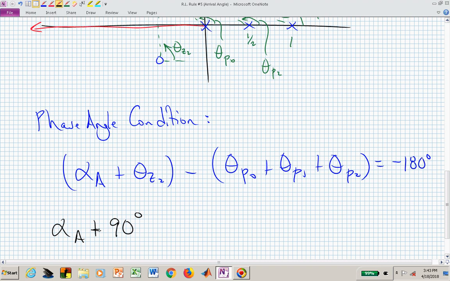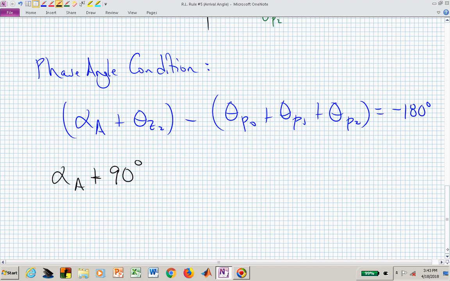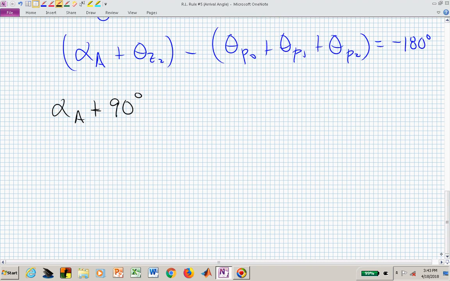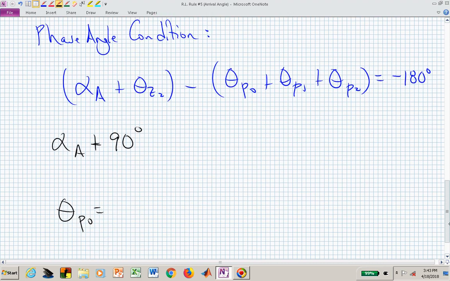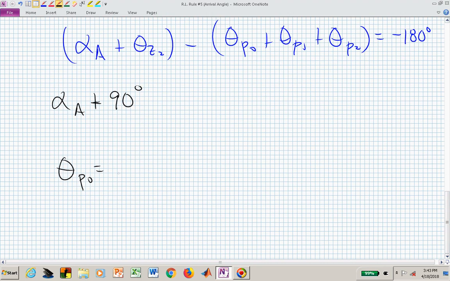Alpha sub a is unknown, but now let's see, theta sub p sub 0, can we compute that? That's just an opposite side of 1/2. That was at 1/2, and we're over 1/2, so the adjacent side is 1/2. Theta sub p sub 0 is 135 degrees.